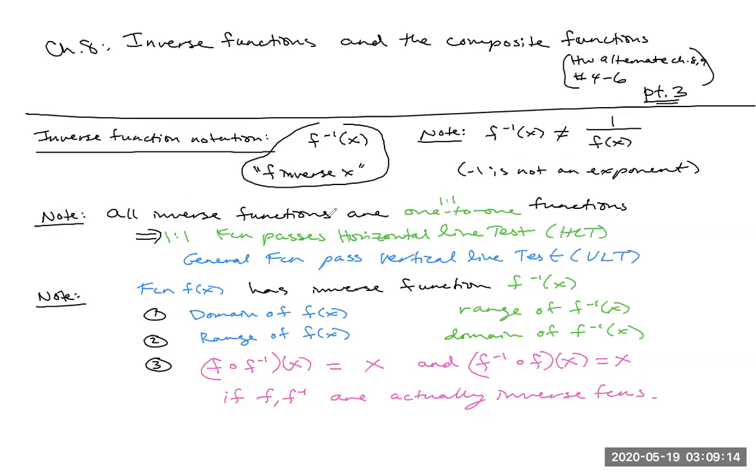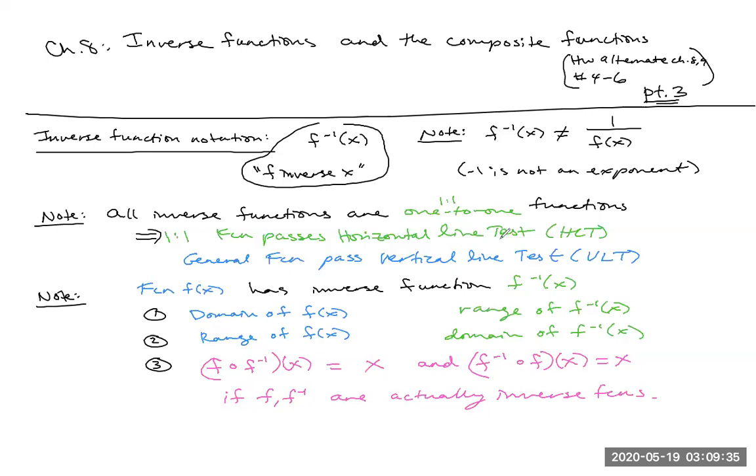Also note that all inverse functions are 1-to-1. Here's the notation for that: a 1 with a colon between, 1:1. 1-to-1 functions are functions that pass the horizontal line test. We'll talk about that in more detail a little bit later.